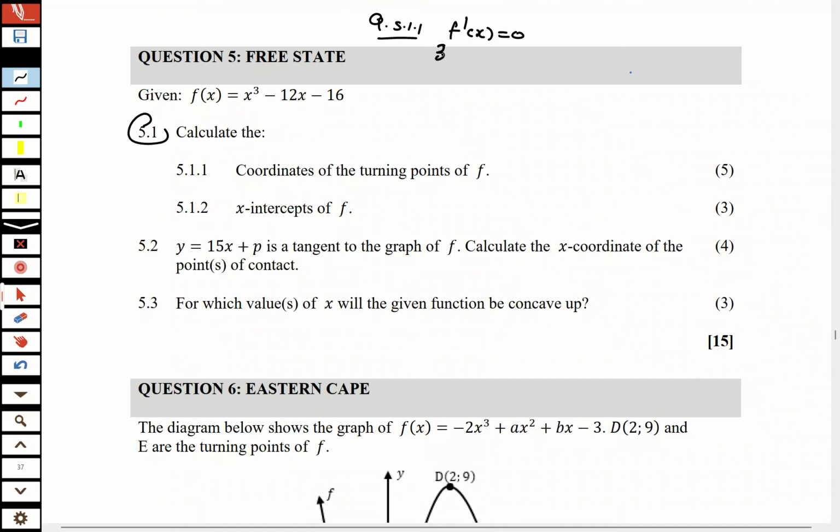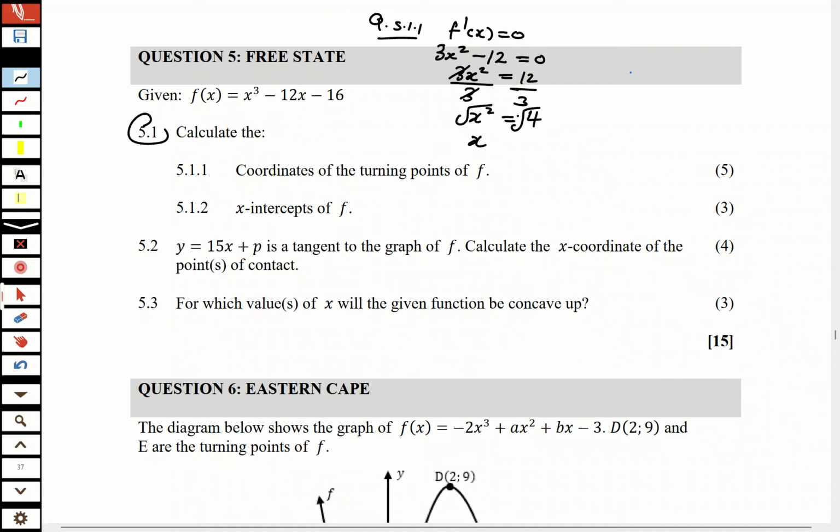This is going to be what? 3x squared minus 12, equal to 0. So now to solve for x, you simply say 3x squared is equal to 12. Divide both sides by 3. The 3 and the 3 cancel, you have x squared is equal to 12 over 3, which is 4. 3, 6, 9, 12, so that's 4. And then take the square root of this.